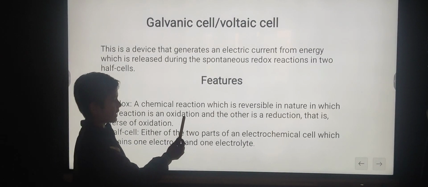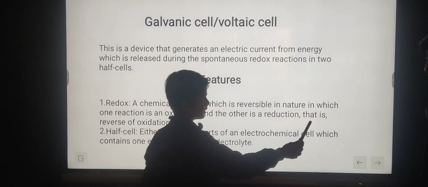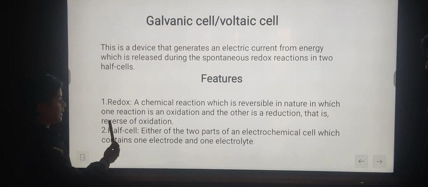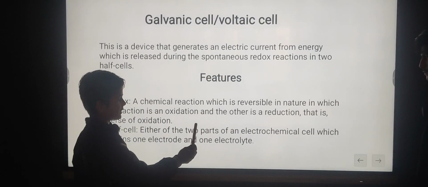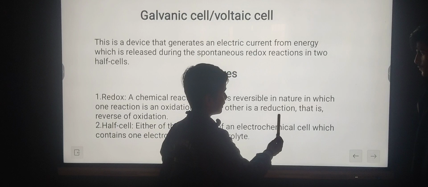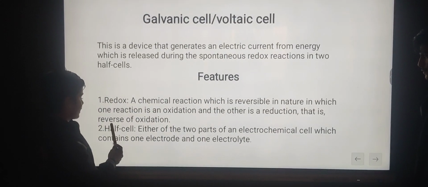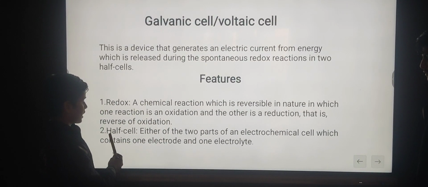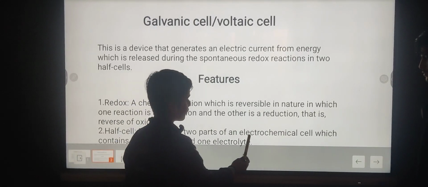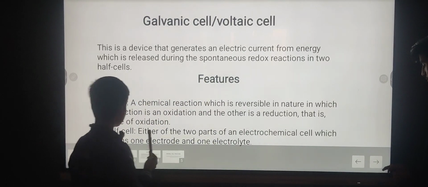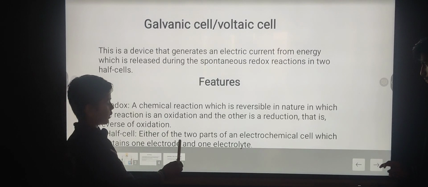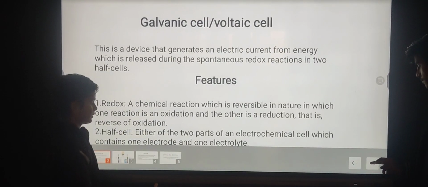Redox is a chemical reaction, reversible in nature, in which one reaction is an oxidation and the other is a reduction, which is the reverse of oxidation. Half cell: either of the two parts of the electrochemical cell, which contains one electrode and one electrolyte.